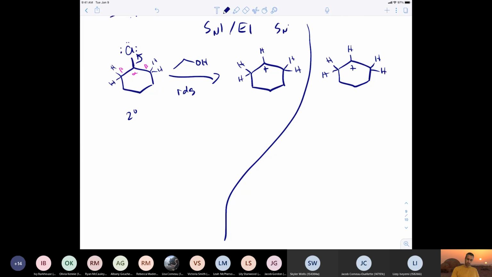This will be the Sn1 channel. This will be the E1 channel. Sn1, we have our nucleophile attack the carbon. The nucleophile is the solvent. It's a weak nucleophile because it's neutral, yet it's a nucleophile all the same. It can come in and attack the carbon like that.